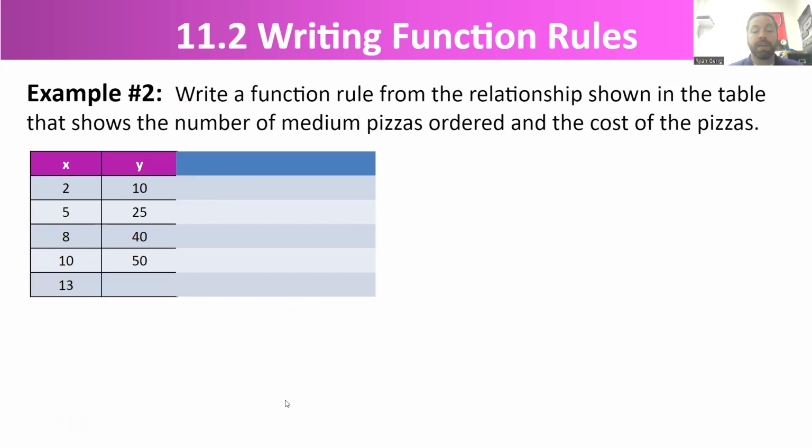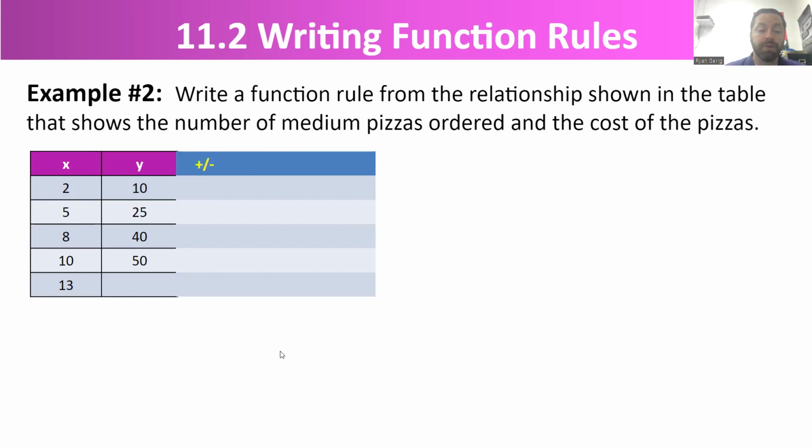Okay, but what happens if the addition relationship doesn't work? Write a function rule from the relationship shown in the table that shows the number of medium pizzas ordered and the cost of the pizzas. So if I order 2 pizzas and it costs $10, let's say I order 5 pizzas and then it costs $25, and so on and so forth.